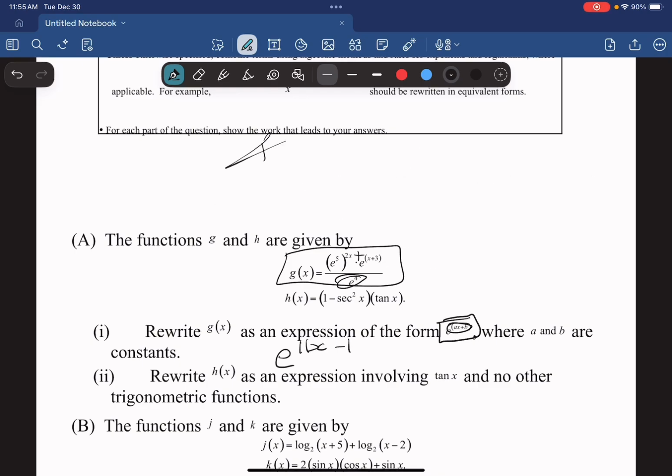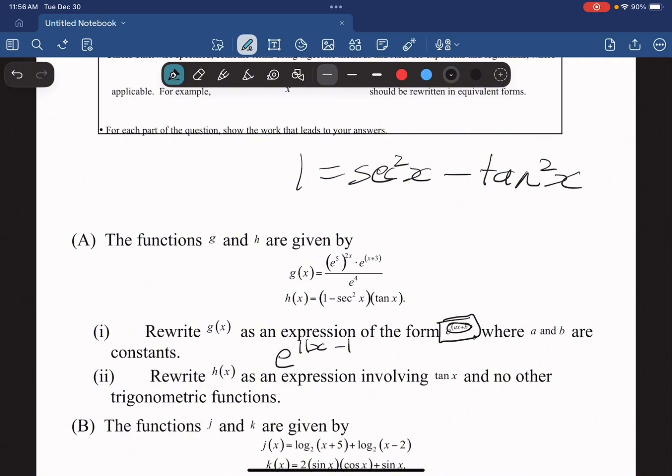Alright, going on to the next question, it wants you to give this as a function with only tangent of x, and you can see that 1 minus secant of x, you know, our Pythagorean identities will just be 1 equals secant squared x minus tangent squared x. So 1 minus secant of x will just equal negative tangent squared x. And we've basically done our whole thing now. We just gotta combine the two together.